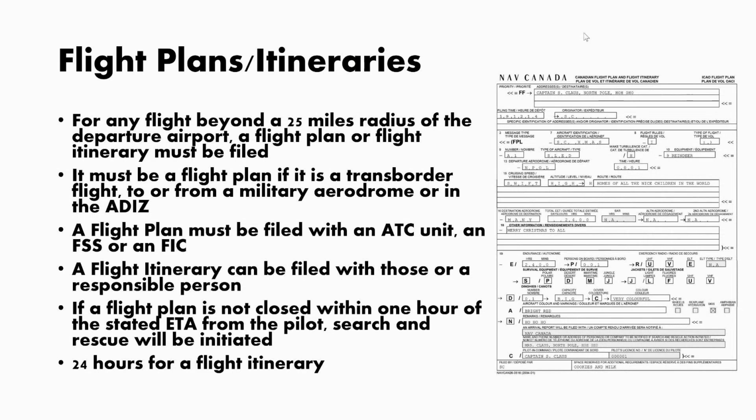Okay, let's talk lastly about flight plans and flight itineraries, both of which are basically laws regarding when you have to tell people what you're doing flying. So for any flight beyond a 25-mile radius of the departure airport, you have to file either a flight plan or a flight itinerary. So for both of them, you don't have to do it unless you're going more than 25 miles. Now, a flight plan has to be filed under these scenarios.